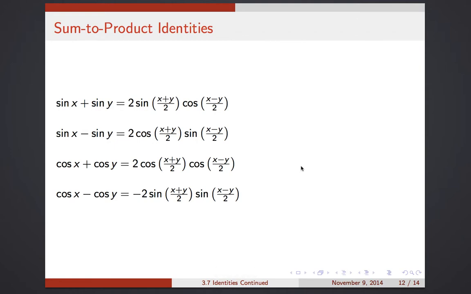Okay, so we have product to sum formulas, so we also have sum to product formulas. Here they are. If you have a sum of sines, you can rewrite it as a product, in this case, a product of a sine and a cosine. If you have a difference of sines, you can rewrite that as a product of a cosine and a sine. If you have a sum of cosines, you can rewrite that as a product of cosines. If you have a difference of cosines, you can rewrite it as a negative product of sines. So you can take a sum and turn it into a product if you so desire.